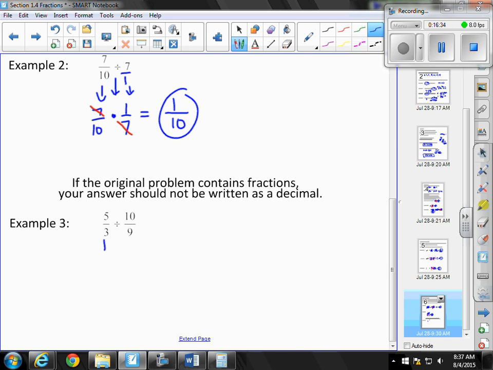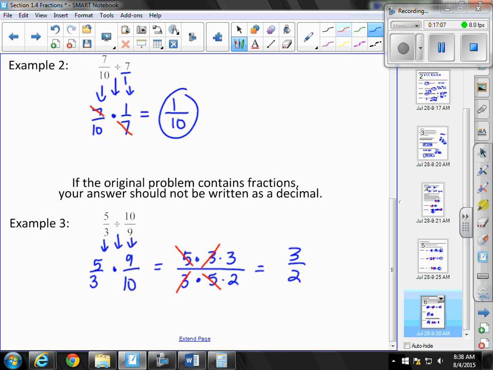Our last example here, first fraction multiplied by the reciprocal of the second fraction. And here I'm going to break these down. Numerator, we have 5 times 9, which is 3 times 3. And we have 3 times 10, which is 5 times 2. Common factors, we can cancel one 3 in the numerator with one 3 in the denominator, 5 and 5. And we're left with 3/2 as our final answer.